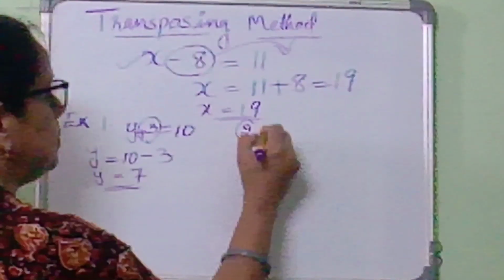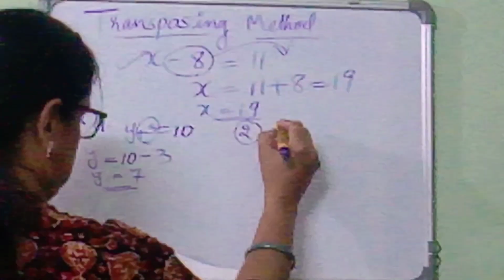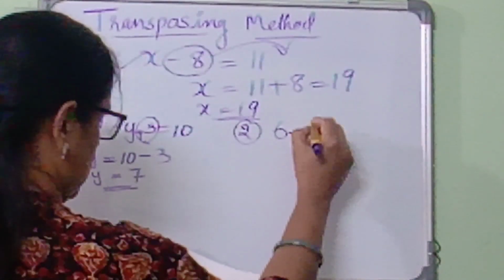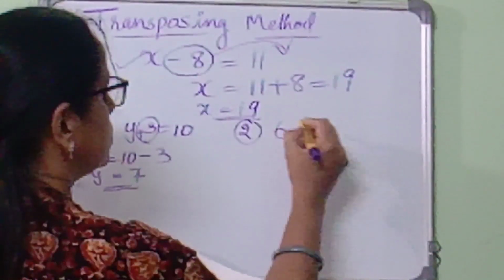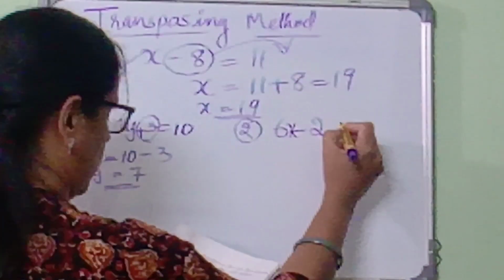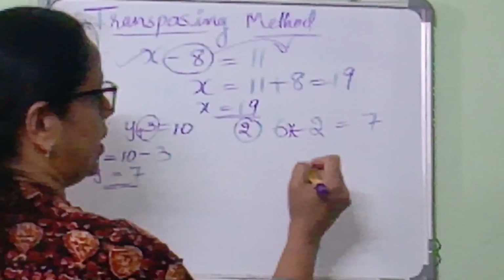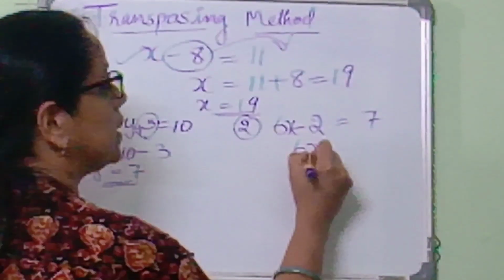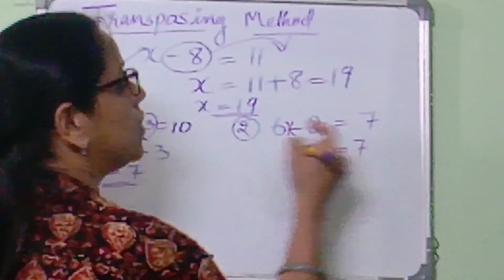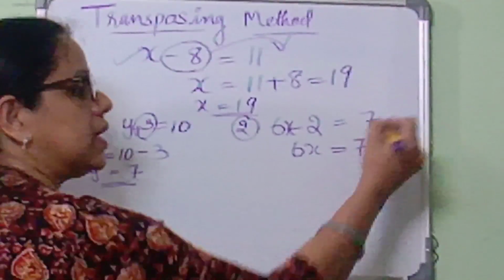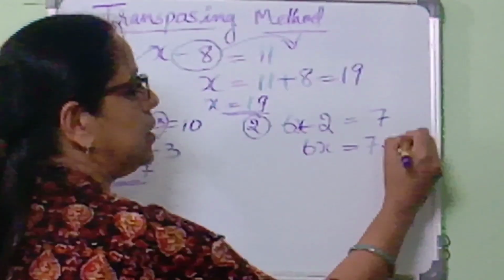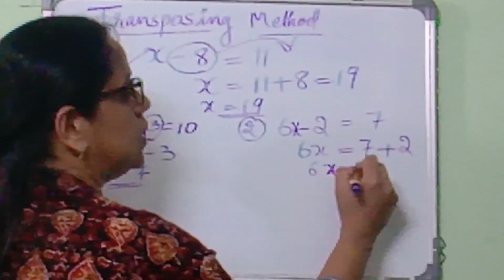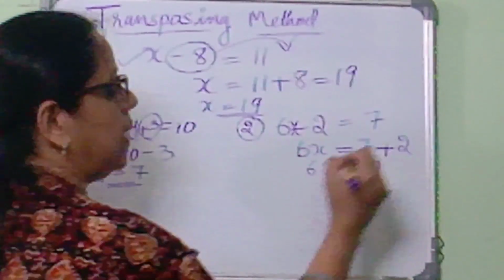Second example. 6x minus 2 is equal to 7. So when we are transferring this minus 2 to the other side, what will it become? Subtraction will become addition. So 7 plus 2. So 6x equal to 9.